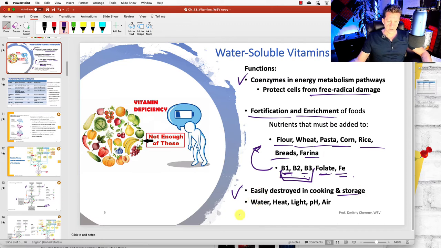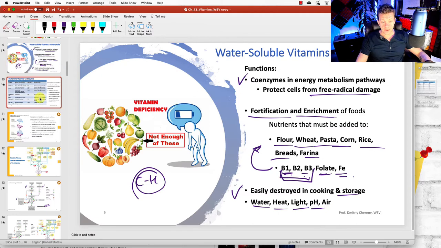Versus minerals. You cannot destroy minerals, unless, say, you're steaming vegetables, and you get the vegetables, but the liquid stays in the pot, and the minerals are there. Not all of them, there are some minerals still in the food. So if you get rid of that water, you just got rid of the minerals. But minerals are elements, and elements are atoms, so they cannot be destroyed. You cannot create them nor destroy them. But vitamins, yes, you can break down their structure because they are organic. So they are easily destroyed in cooking by water, heat, light, acidity, and even air.